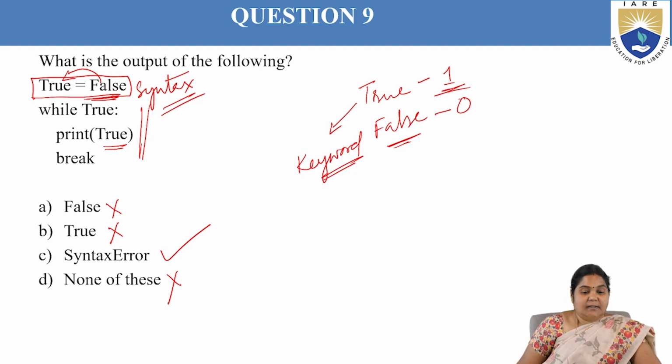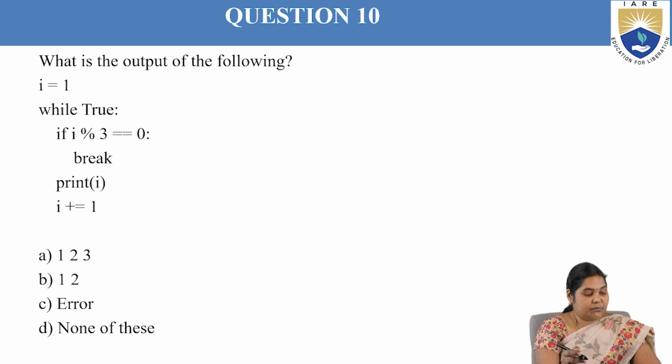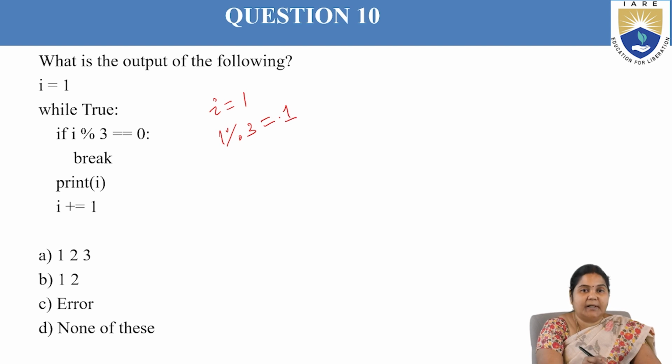So, this is the next question. It is an easy question. Let us understand how. It's similar to the question we have seen. So, the initial value of I is equal to 1. 1 modulus 3, whenever you are doing it, are you getting a 0? No. So, print the value of I. So, 1 will be printed. Now, I becomes 2. Then, 2 modulus 3 you do again.